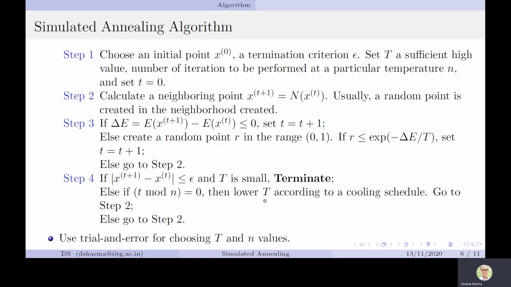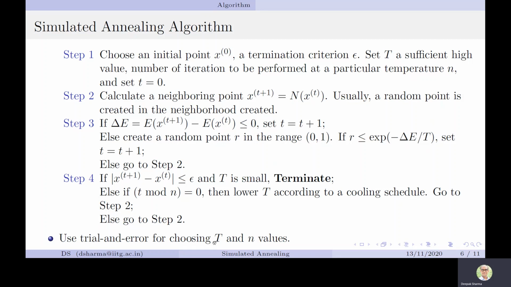We'll see later that. Once it is done, then again we will go to step number 2. It is only because we have to create a point randomly in the neighborhood of the current point and then perform the same steps. And finally, if nothing happened, then in that case also we go to step number 2.